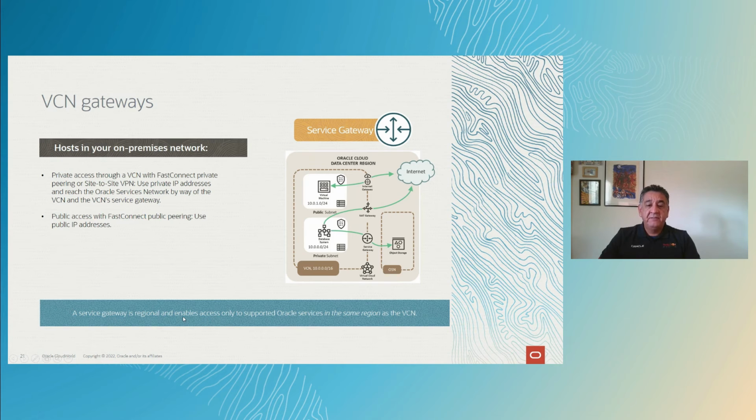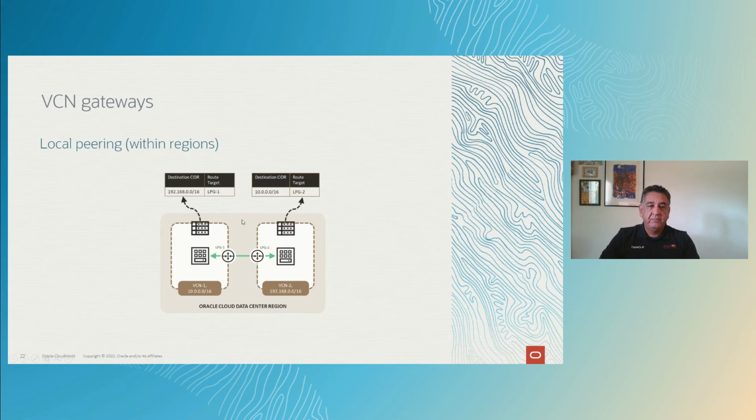And again, the service gateway is a regional service that enables accessibility of resources that are in the same region. So if your virtual cloud network is in the Phoenix region, or in the San Jose region, or in the Singapore region, that means that your service needs to be there as well regarding object storage.